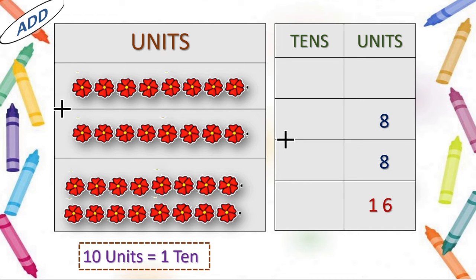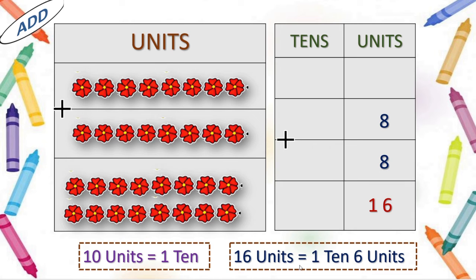Always we make bundles of 10 units to make 1 ten, isn't it? So here also 16 means it has 1 ten and 6 units, correct? 16 units means 1 ten and 6 units. So we can't write 16 in the units column, right? We can write a single number in the units column. We can't write double numbers in the units column, or in any column. So here 16 units is equal to 1 ten and 6 units.